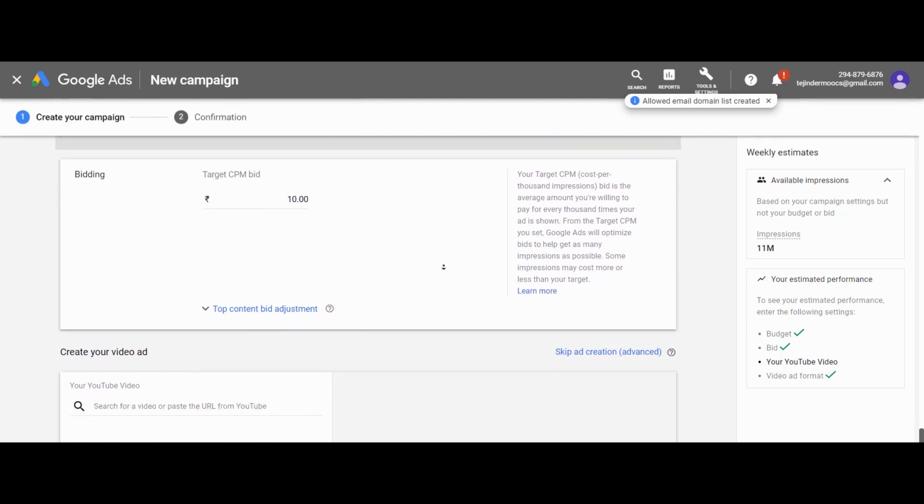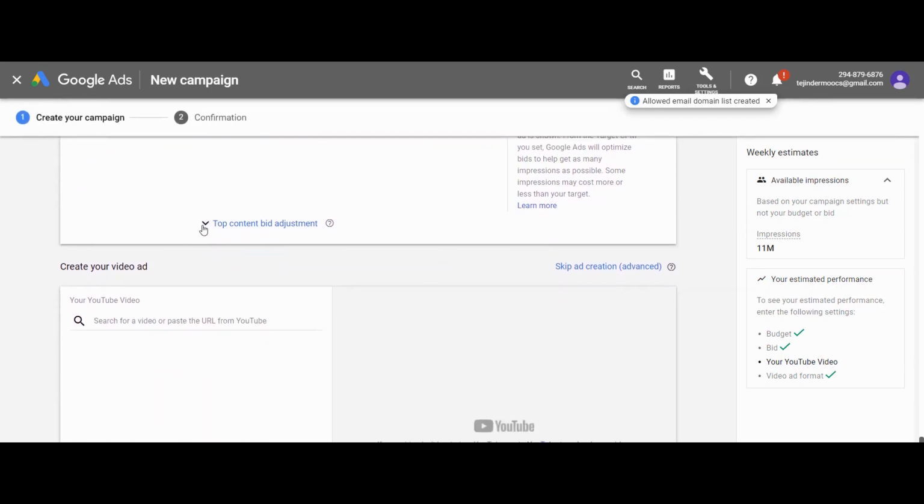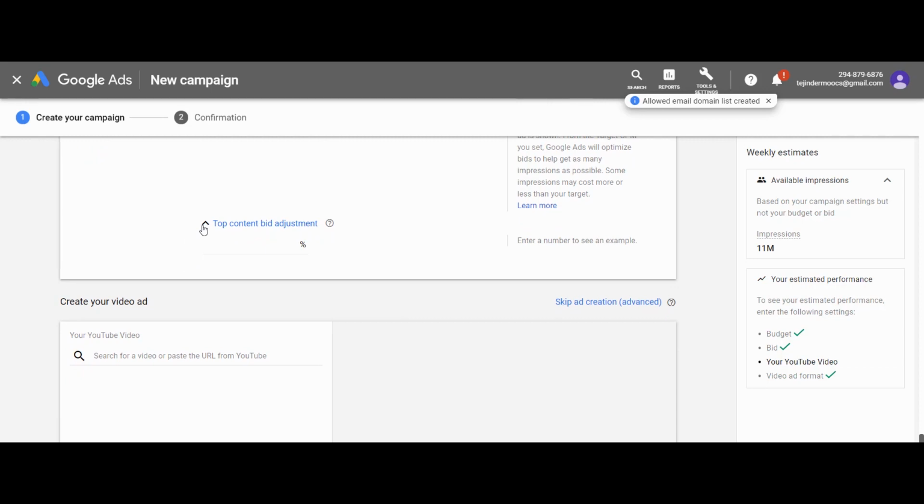Top content bid adjustment is optional. It simply means by increasing your bids by X percentage, you can increase the likelihood of serving your video ads on the most popular content of YouTube and display network. As of date, the top content bid adjustment is applicable in a few selected countries only.